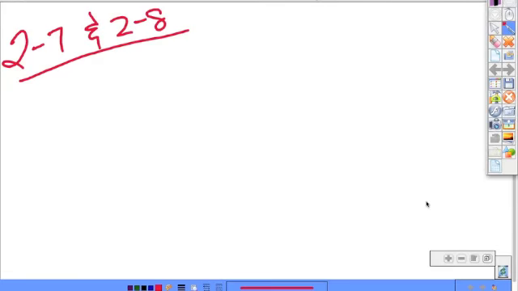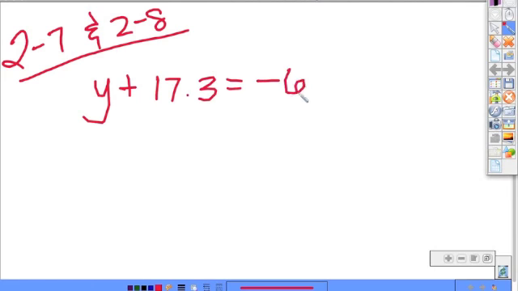2-7 is solving problems for a variable, but with 1 or 2 steps. 2-8 is going to be the same thing. So let's go ahead and start off with an easier problem that doesn't have as many steps. So one from 2-7. We have y plus 17.3 equals negative 65.